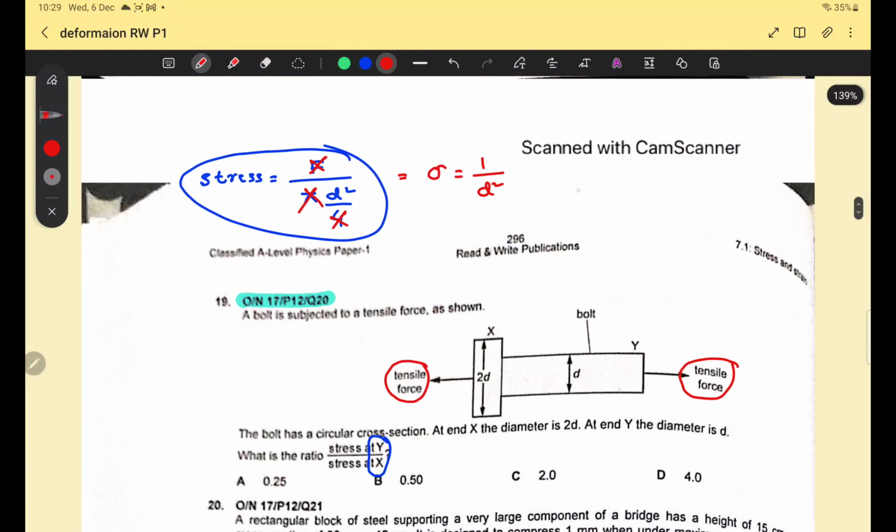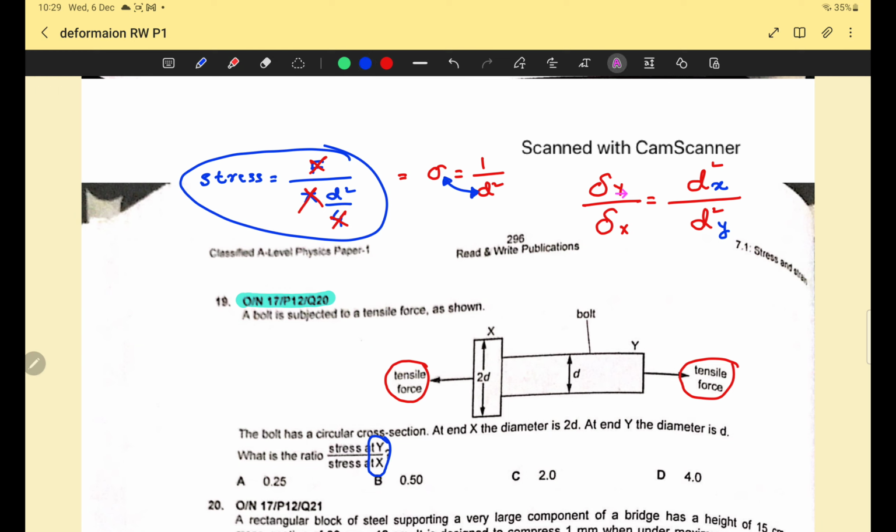So if you are calculating stress in Y divided by stress of X, then I will use the square of diameter, but here I will write X and here I will write Y. Why? Because stress is inversely proportional to the square of diameter. So for Y stress, diameter of Y; for X stress, diameter of X. Now, beta Afra, what is the diameter in X and what is the diameter in Y?